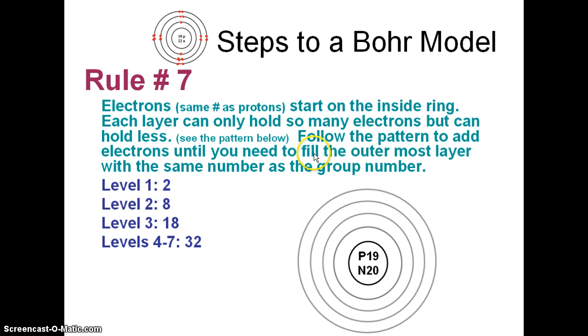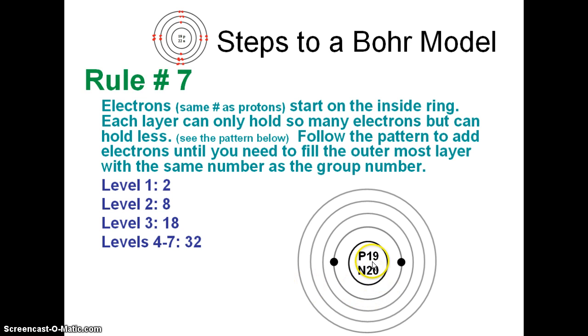Okay, so you're going to see how this works, because remember, potassium's group number was 1, and it's in period 4. So it has to have 4 rings, and it has to end with 1 electron on the outside ring. So watch how we're going to do this. Okay, we know that there are 19 electrons in potassium because there's 19 protons. So the inside layer can hold 2. So we're going to add those there. 1, 2. So add those to your picture on your notes.